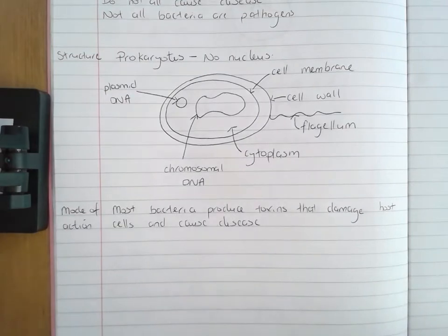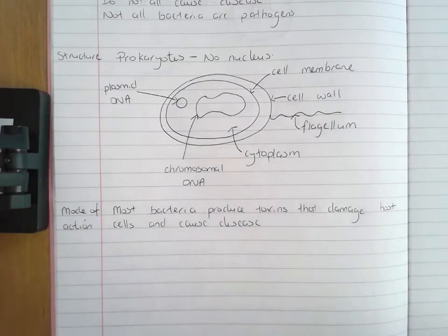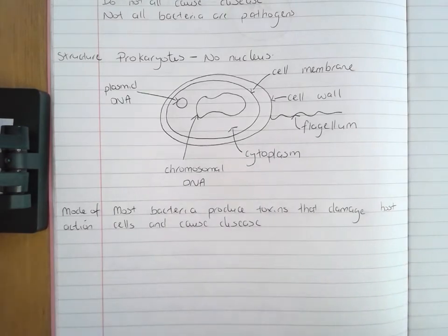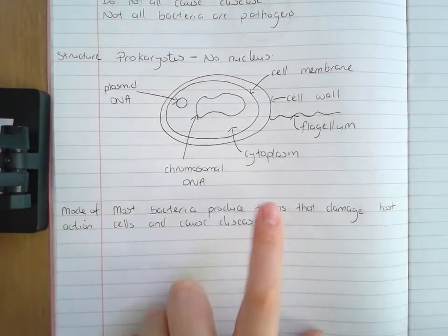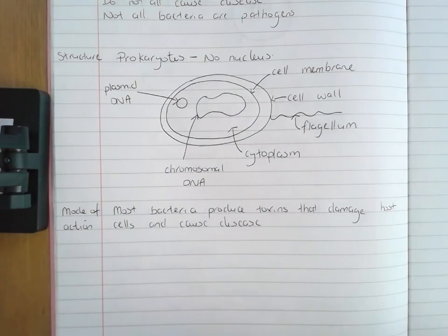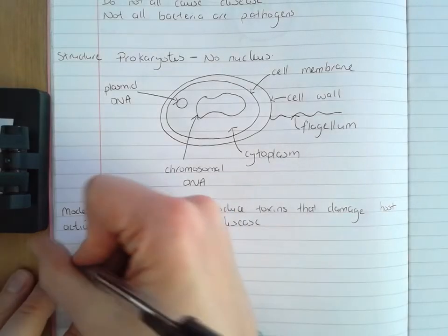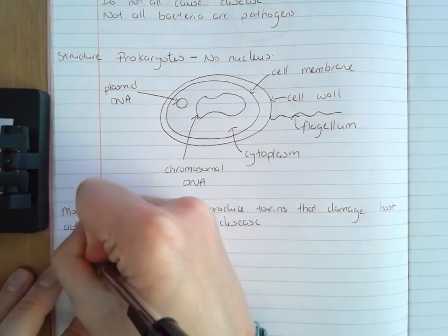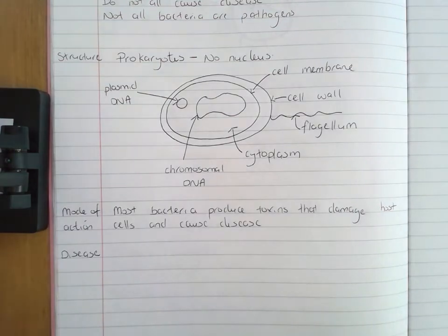Now, there are lots of different ways that the toxins can damage cells. Okay, they can destroy the cell membrane. They can disrupt the DNA and stop the cells dividing. They can interfere with the enzymes in a cell and stop them catalyzing all of those chemical reactions. Okay, there are lots of different ways that those toxins can affect a cell. You don't need to know them, and it will depend on the type of bacteria and the type of toxin that they are producing.